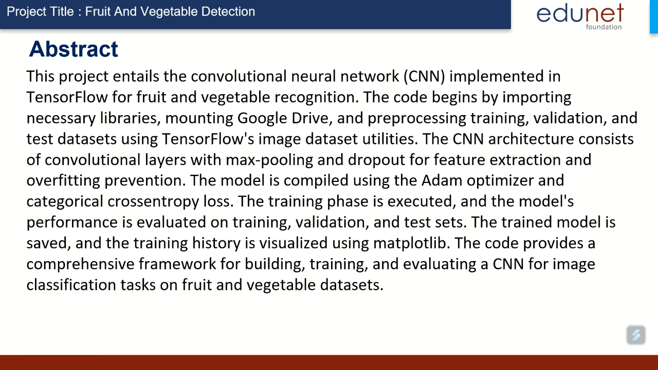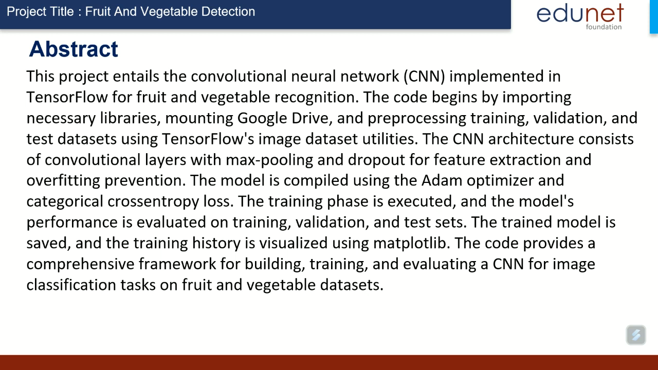Our abstract of the project is this: the project entails a convolutional neural network implemented in TensorFlow for fruit and vegetable recognition. The code begins by importing necessary libraries, mounting Google Drive, and pre-processing training, validation, and test datasets using TensorFlow's image dataset utilities. The CNN architecture consists of convolutional layers with max pooling and dropout for feature extraction and overfitting prevention. The model is compiled using the Adam optimizer and categorical cross entropy loss.